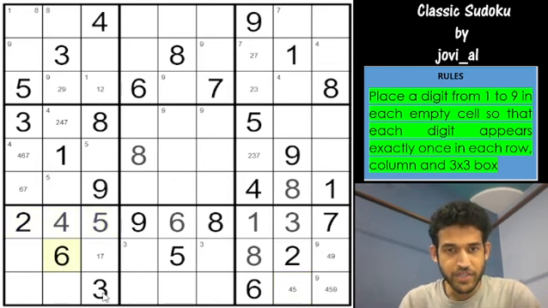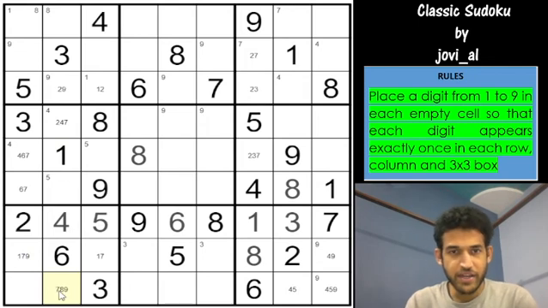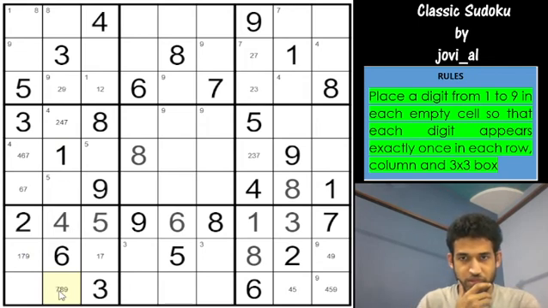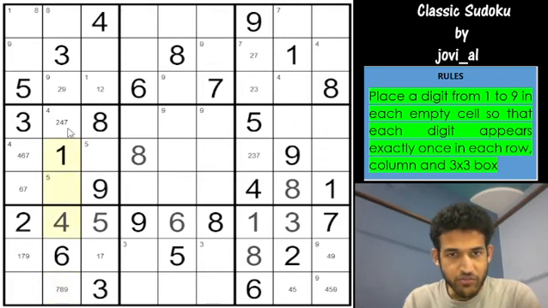2, 4, 5, 3 and 6. So we need 1, 7, 8, 9. You can't have 8 in row 8. So that is a 1, 7 and a 9. And you have 1 here. So that's a 7, 8, 9. So there is a 4. You can eliminate the 4 from here. So that's a 2, 7.